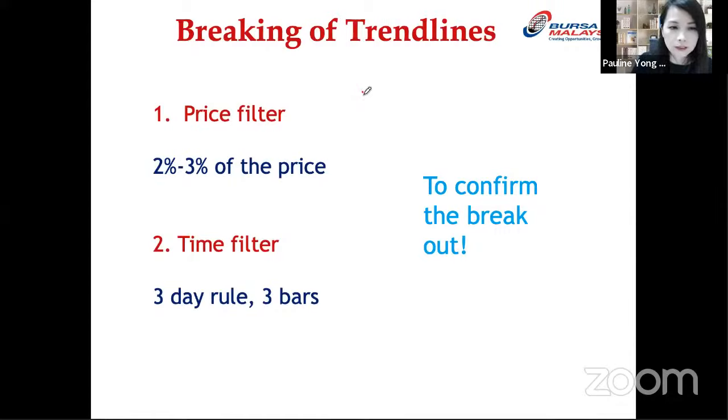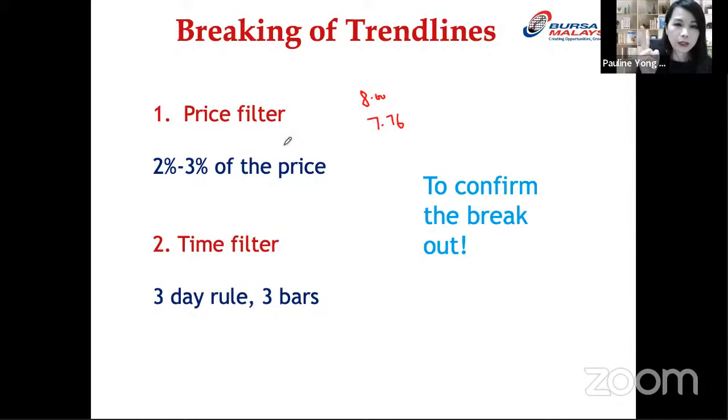So let's say the price is 8 ringgit, and 3% of that 8 ringgit will be 8 times 0.03, which is about 24 cents. So if the price drops below 7.76, then it will be a true breakout. Okay, so that's one way of confirming.